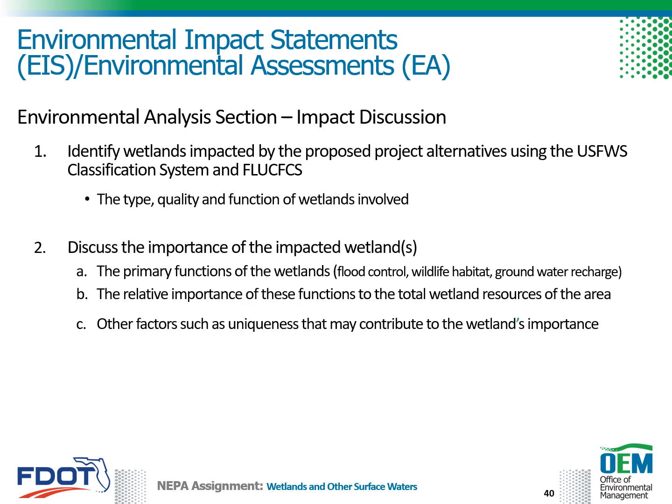The wetland impact discussion should identify any wetlands impacted by the proposed project alternatives, including by potential stormwater ponds or other stormwater treatment systems, using the U.S. Fish and Wildlife Service Classification System and FLUCFCS, and discuss the importance of the wetlands impacted by the project alternatives to the surrounding biological community. The discussion should consider the primary functions of the wetlands, such as flood control, wildlife habitat, and groundwater recharge, the relative importance of these functions to the total wetland resources of the area, and any other factors, such as uniqueness, that may contribute to the wetland's importance.